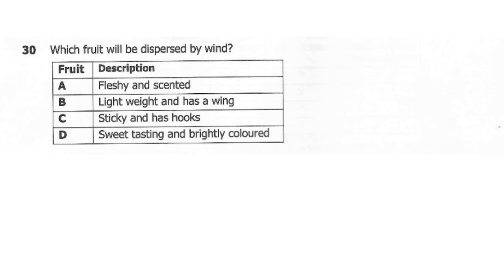Question 30. Which fruit will be dispersed by wind? Fruit A, fleshy and scented. Fruit B, lightweight and has wings. Fruit C, sticky and has hooks. Fruit D, sweet tasting and brightly colored. So which fruit can be dispersed by wind? Is it fruit A, B, C, or D? You can leave your answer in the comment section.